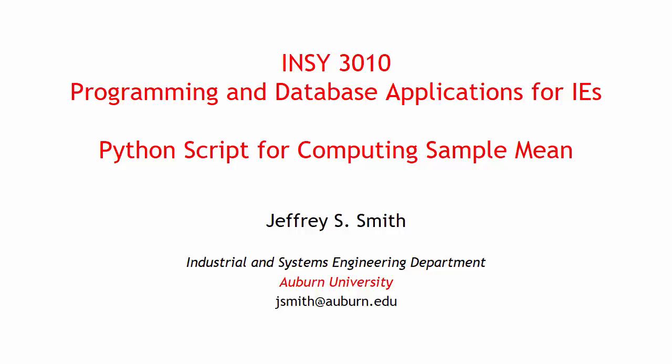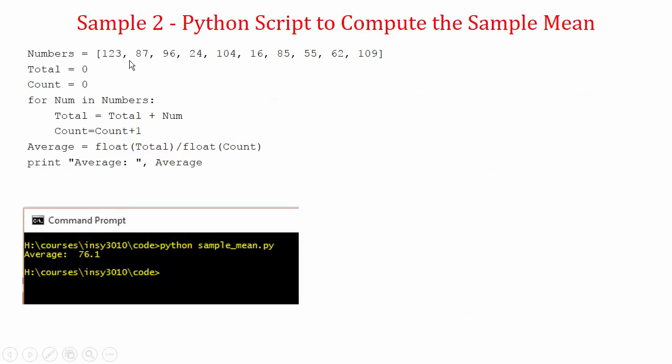In this video module, we'll look at creating a Python script for computing the sample mean of a set of numbers, and then how to execute that Python script from the command line. And so here's the script that we want over here on the left, starting here with numbers, and then a screenshot of the command prompt actually executing that script.